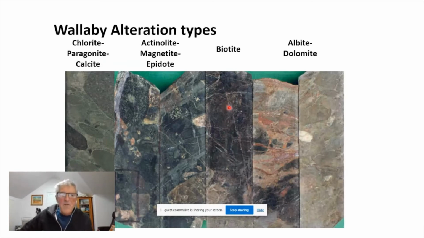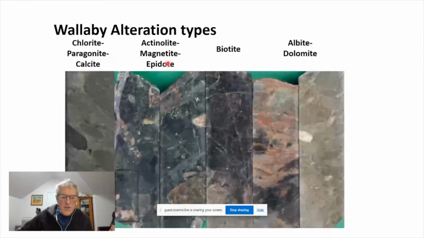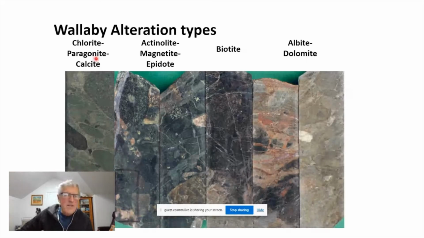The most obvious alteration style is this material. This is a mineral assemblage of actinolite, magnetite, epidote, pyrite, calcite. And this is the alteration type that gives Wallaby its really distinctive magnetic bullseye. Sitting outboard of that and going for kilometres is a chlorite, paragonite, calcite assemblage. So this is the same type of mineral assemblage that we see at the Golden Mile, for example, in the Paringa Basalt outboard of the Golden Mile Dolerite.